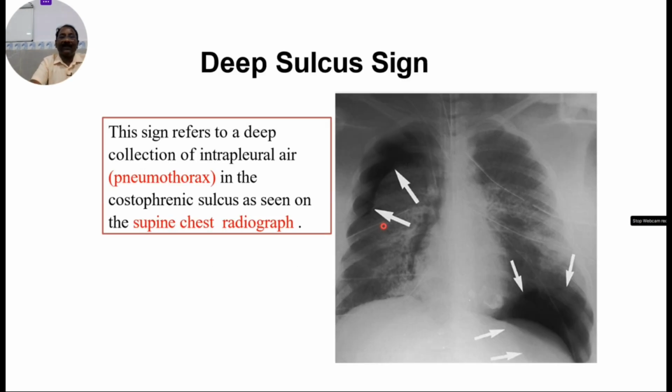So this is a deep sulcus sign. This sign refers to a deep collection of intrapleural air in the costophrenic sulcus, as seen in supine chest X-rays. This is a pneumothorax. See here, this line, this is the pleura. So this is all the pneumothorax. No lung tissue at all. This is the border of the pleura here.